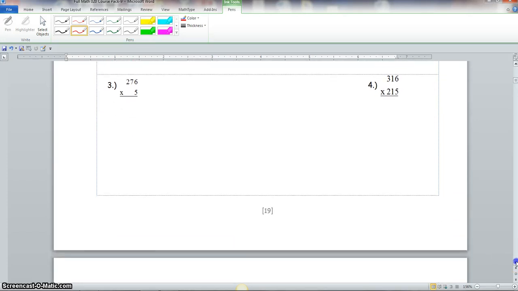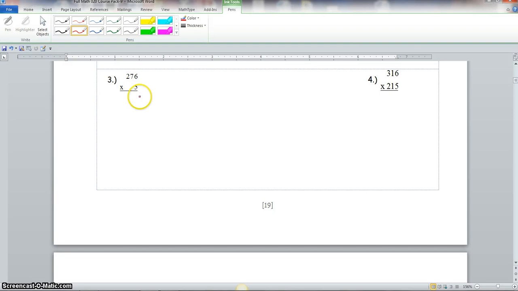Now we scroll down here to problems 3 and 4. 5 times 6 is 30. Bring down your 0, carry your 3. 5 times 7 is 35, plus 3 is 38. Bring down your 8, carry your 3. 5 times 2 is 10, plus 3 is 13. So it's 1,380.